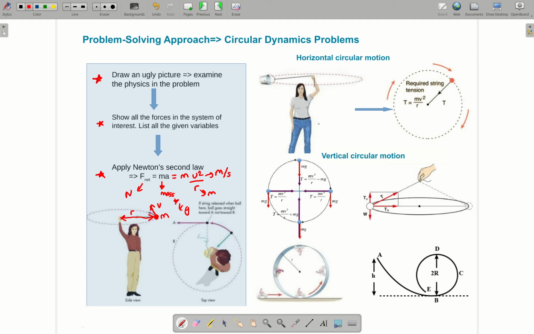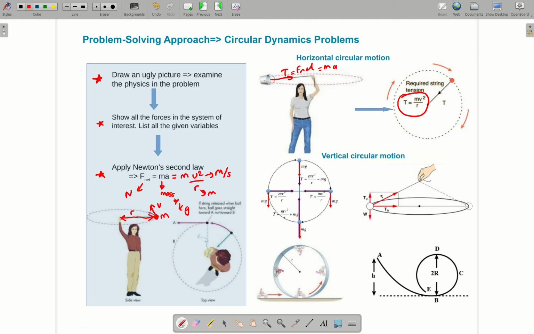Here are some different situations for uniform circular motion. We could have a horizontal motion like in this first figure here. Then we will have tension towards the center. That will be our force, that will be our F net. We'll say F net is equal to ma, or mv squared over r, and we can directly calculate it, simple as that.